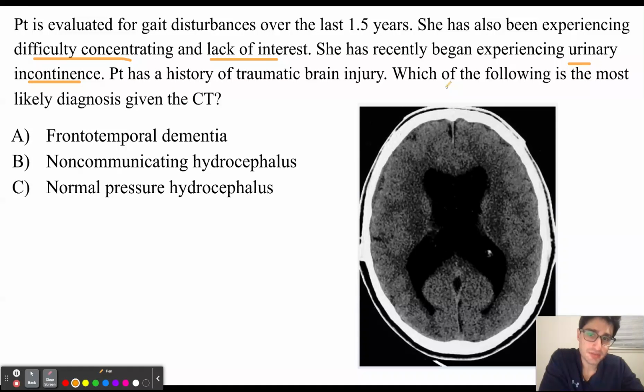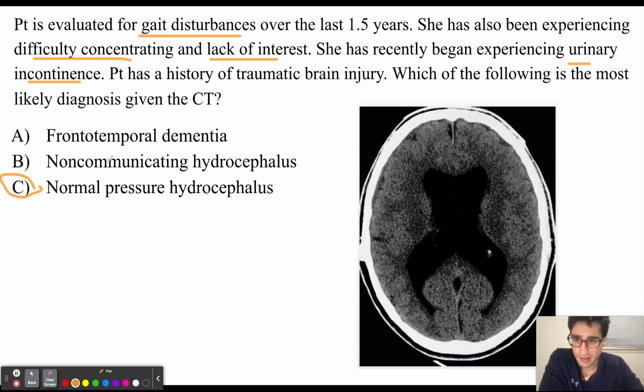But the initial symptoms that they usually have are going to be gait disturbances. So gait disturbances are going to be an earlier sign of normal pressure hydrocephalus. And their gait is going to be slow and short steps when they're walking. So the answer is going to be normal pressure hydrocephalus.